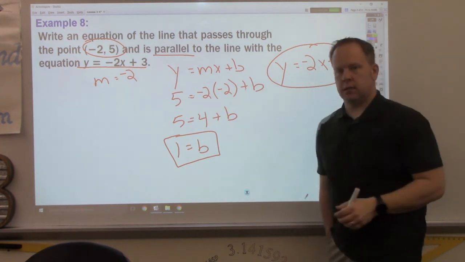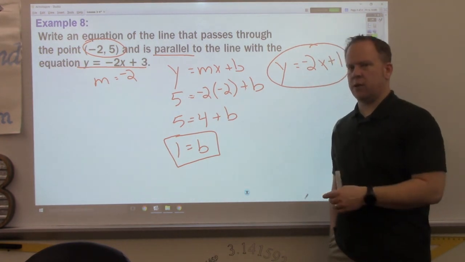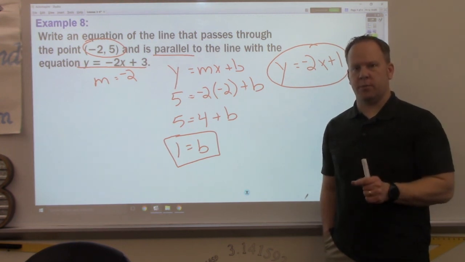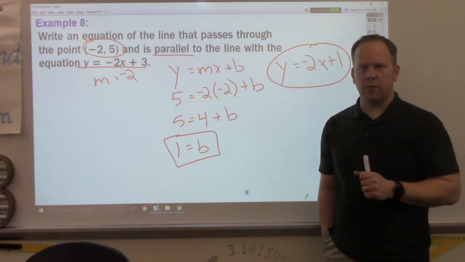Finished. So equations of parallel and perpendicular lines. Remember, parallel lines, same slope. Perpendicular lines, opposite reciprocals. Thanks again, Hulk, for helping us out today.